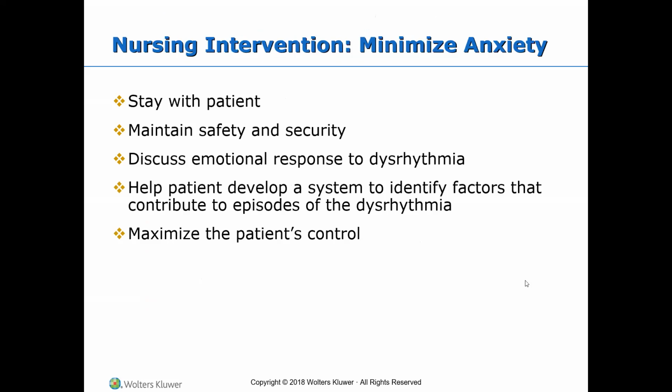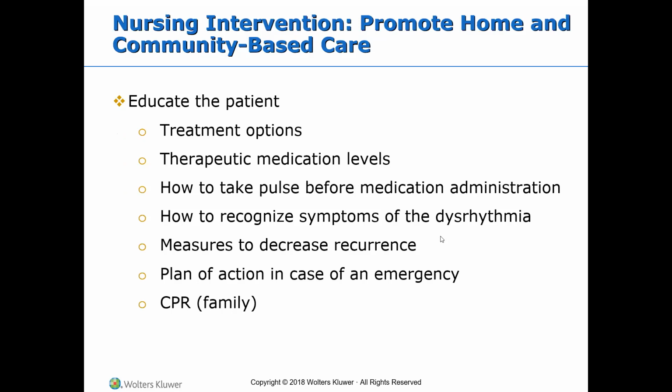And so, to minimize anxiety, what are some of the things that you can do as a nurse? Stay with the patient, maintain safety and security, discuss emotional responses to the dysrhythmia. How's your patient feeling? Are they short of breath? Do they feel nervous? If you've ever seen a patient who has difficulty breathing, they have very high anxiety, severe COPDers, or if it's something new. Obviously, with COVID, this is a new thing of having patients not being able to breathe very well. So you help the patient develop a system to identify factors that contribute to the episodes of the dysrhythmia, and you maximize the patient's control.